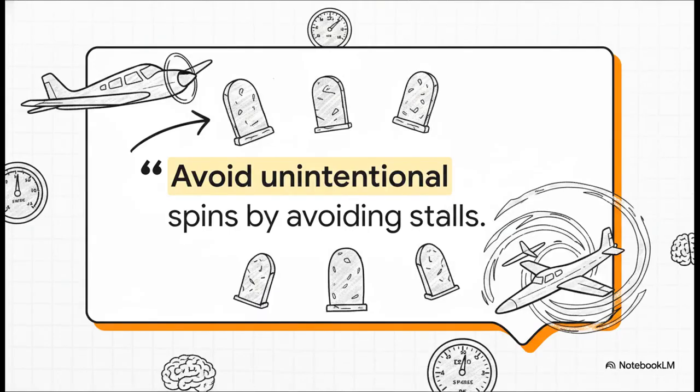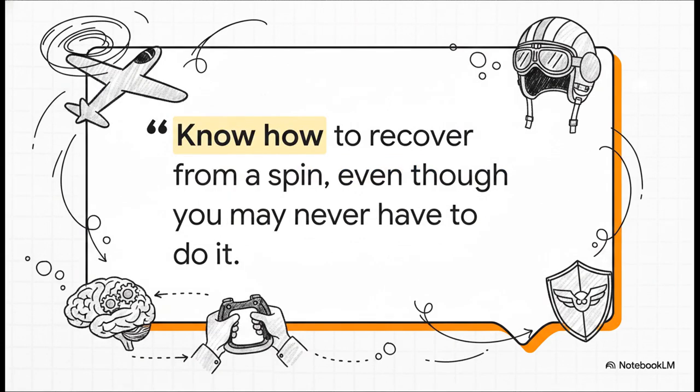That leads us right to the ultimate golden rule of aviation safety. It's written in stone for a very good reason. Avoid unintentional spins by avoiding stalls. Honestly, the absolute best way to survive a deadly spin is to just maintain your situational awareness, manage your airspeed, and never enter one by accident. It's simple physics, really. If you don't stall, you cannot spin. But look, flight is dynamic, right? Emergencies happen. That is exactly why we train.